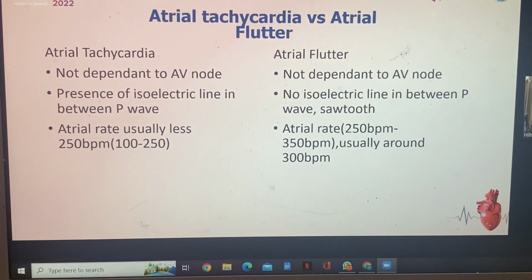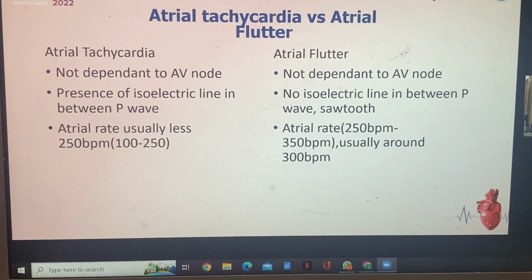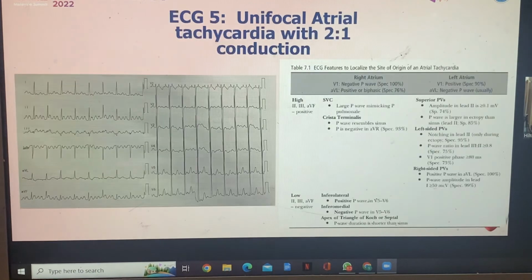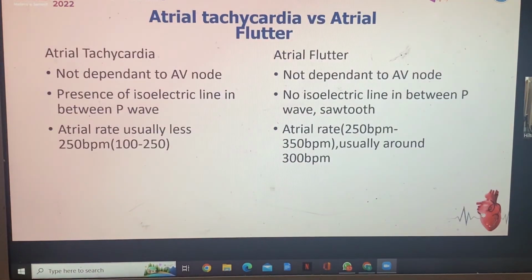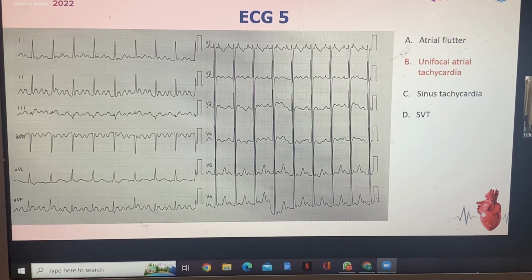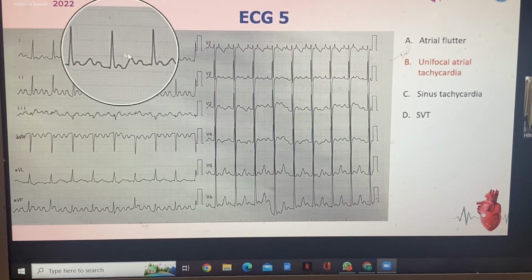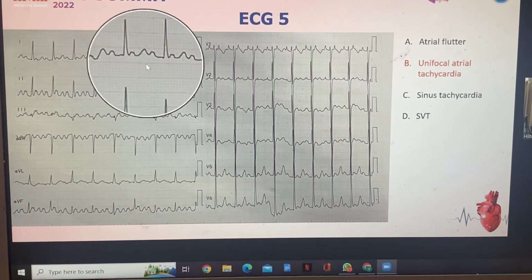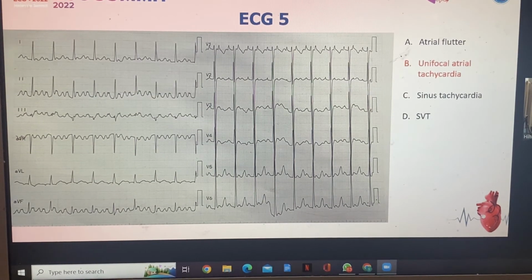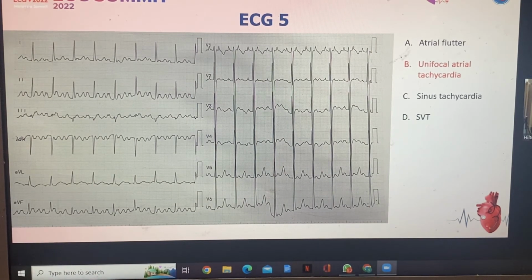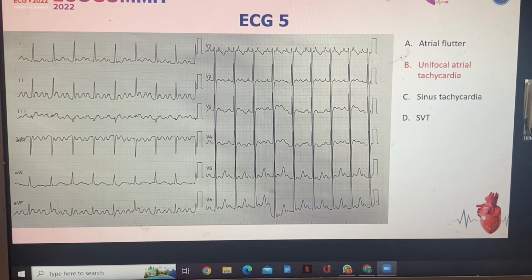Atrial flutter versus atrial tachycardia. So what is the most important thing for me? You need to see the isoelectric line. You see here, there is an obvious isoelectric line in between the P waves, as compared to ECG number 3 just now, where you cannot see any isoelectric line. So you can see the isoelectric line here. So it points toward atrial tachycardia.